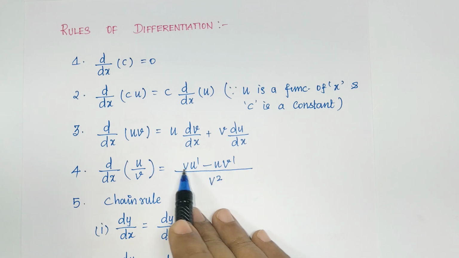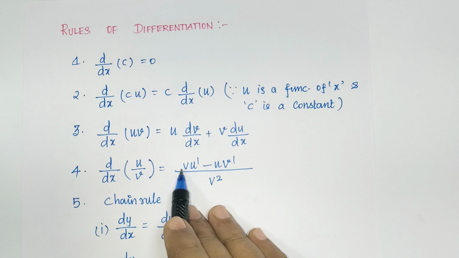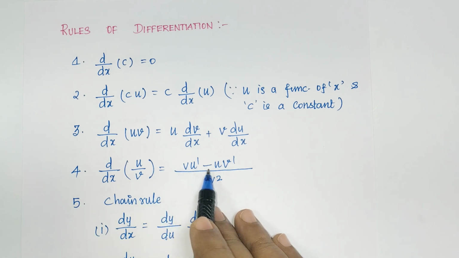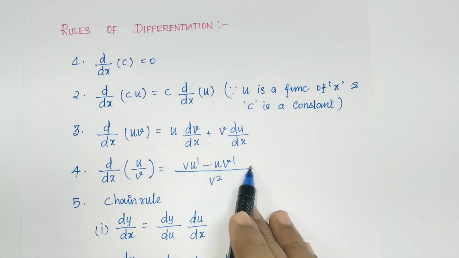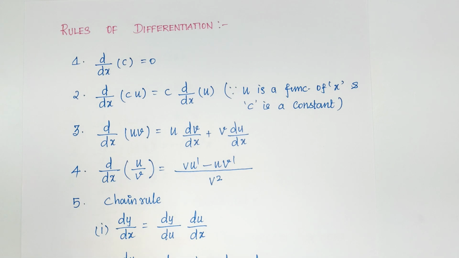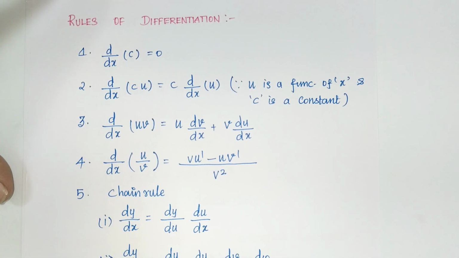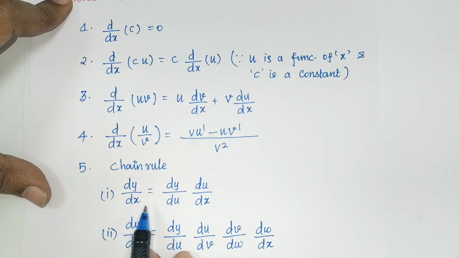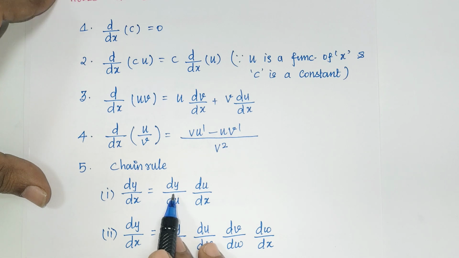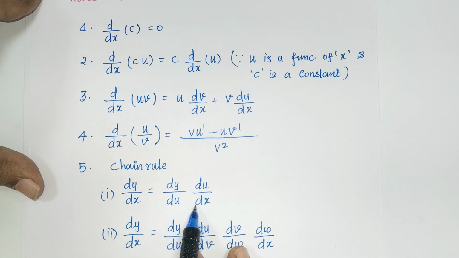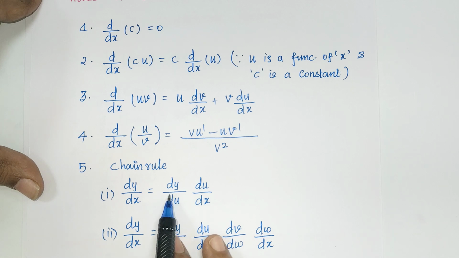Take v as a constant in the numerator, differentiate u, u dash minus u is constant, differentiate v, v dash. This is your quotient formula. And the chain rule: dy by dx equals dy by du into du by dx. That means y is a function of u, and u is a function of x. If I divide, this du and du cancel, and you will get dy by dx.